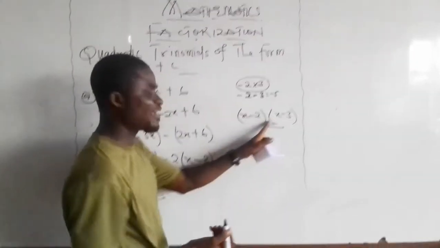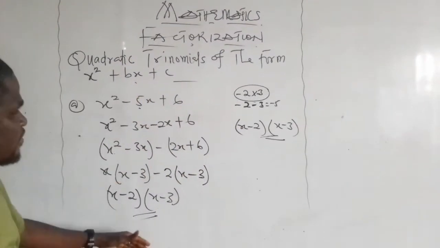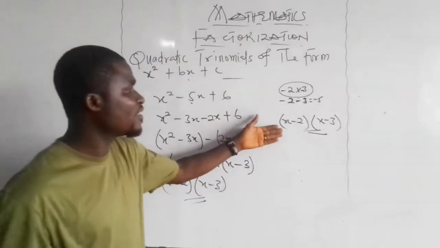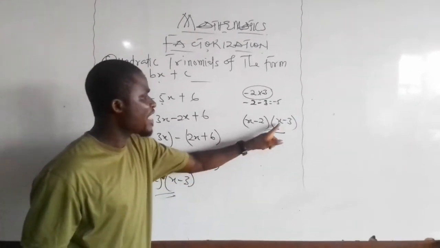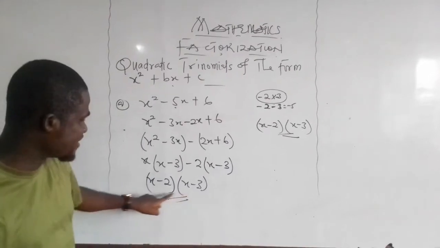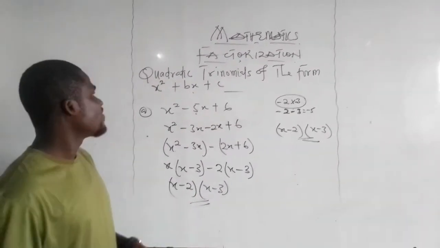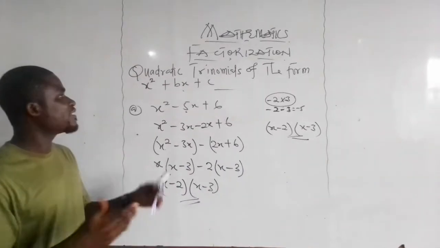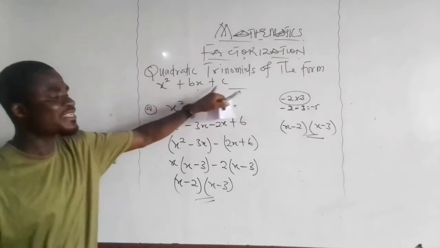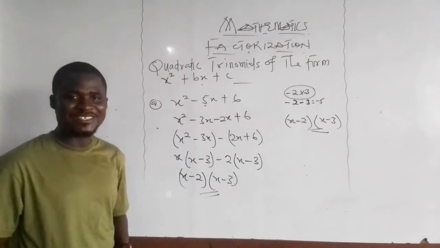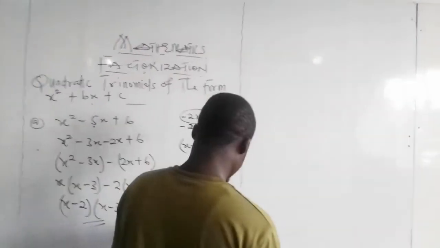So that's the final answer. So for an objective test, you don't have to go through all this method to get your answer. Just after getting the numbers, it's just x minus 2, x minus 3. So we had the same thing here. Have you seen? That's good. So this is how you are going to factorize quadratic trinomials of the form x squared plus bx plus c. And we are getting all the steps. Good. Now let's try our second example here.